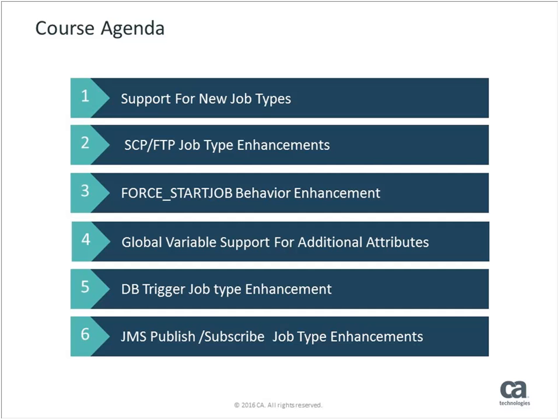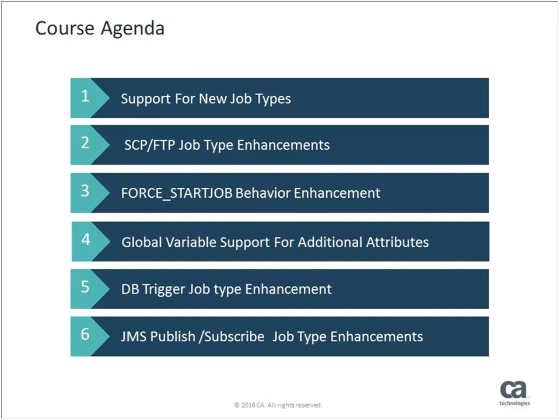So this is going to be our agenda for this session. We will discuss the new job types that have been added in this particular release. Then we will look at SCP and FTP job type enhancements. There is a change with respect to the way the post-start job behaves now. We will discuss that. There has been a request for adding global variable support for more attributes, so we will see what new attributes have been given global variable support.